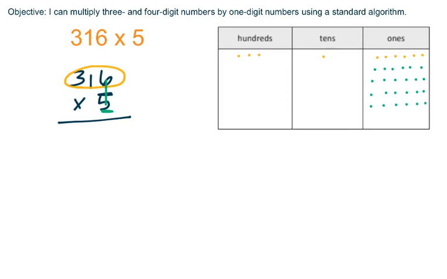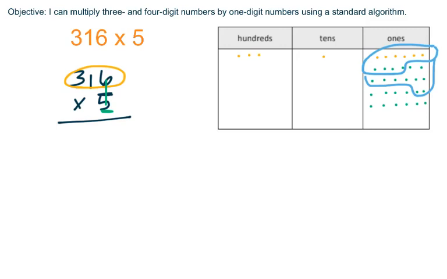So I've got 1, 2, 3, 4, 5. Okay. How many groups of 10 can I get out of this? Well, I know that, let's see, 6, 7, 8, 9, 10. I know I've got 30, so I should have an even amount of groups come out.